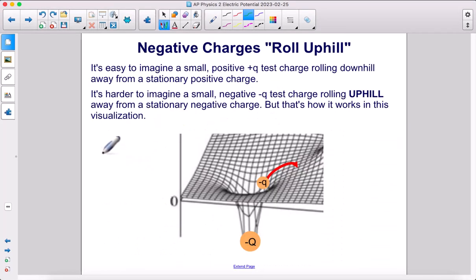It's easy to imagine a small positive test charge, plus Q, rolling downhill away from a stationary positive charge. It's harder to imagine a small negative test charge rolling uphill away from a stationary negative charge, but that's how it works in this visualization.